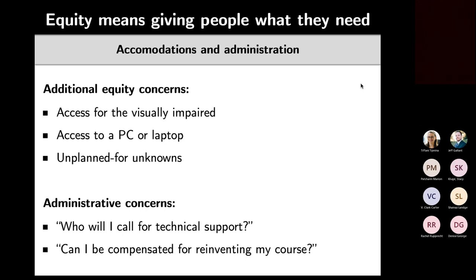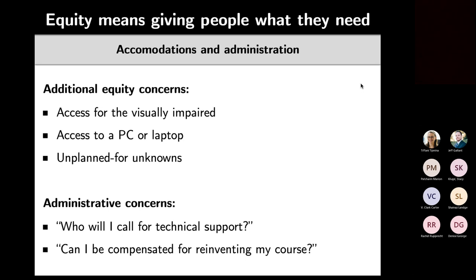If you're going to propose to your department that you want to use open source materials, it's helpful to be prepared to answer the question, how will you accommodate visually impaired students? And of course, there are unplanned for unknowns that I guess I'll find out when I run into them. Other concerns I haven't thought of.